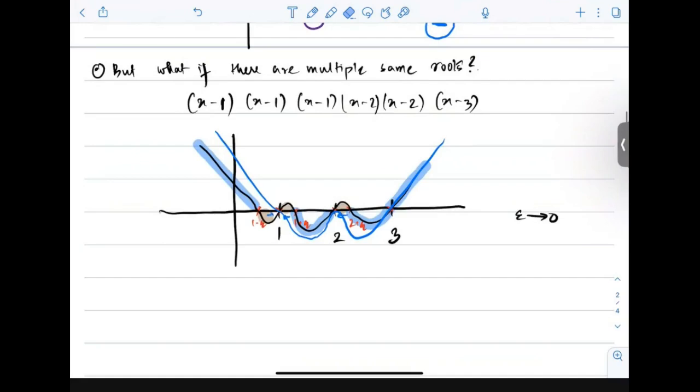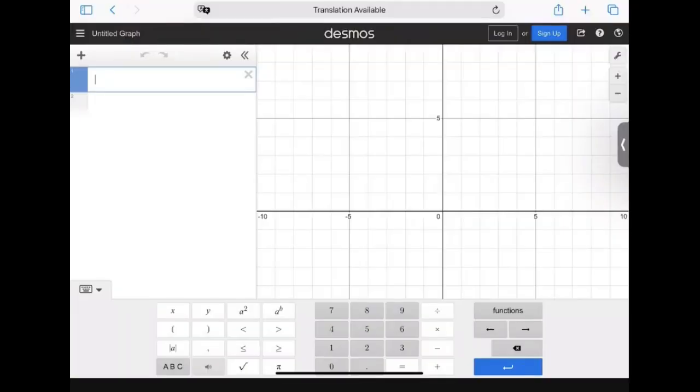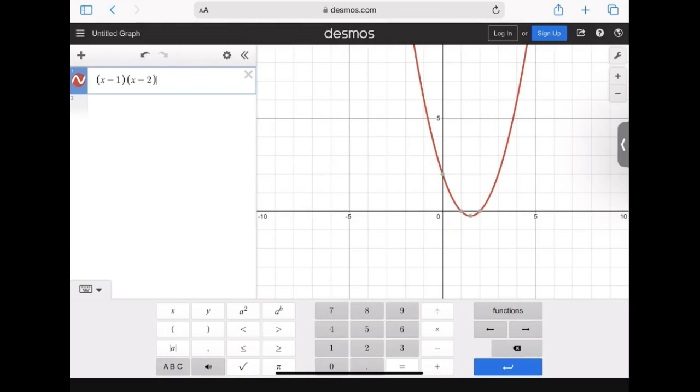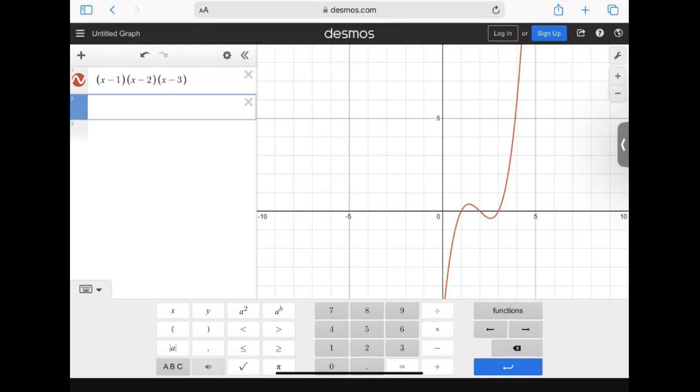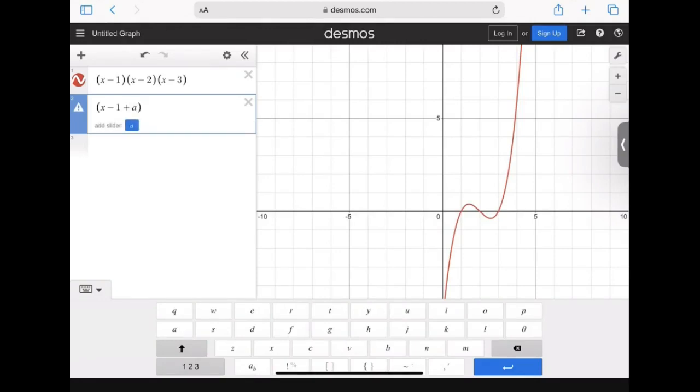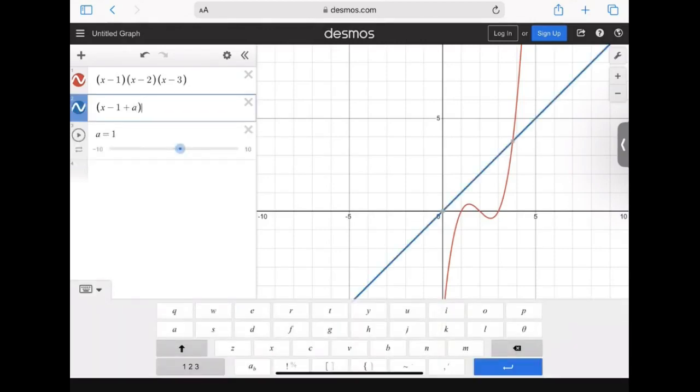Okay, so let's try out. So this is the basic idea of how to do multiple roots. Now let's try out Desmos. Okay, so let's say (x minus 1)(x minus 2)(x minus 3). Now let's do the same case, x minus, let's say, 1 minus epsilon, so it's minus 1 plus, let's say, a. Add a slider for a, that's a different thing.